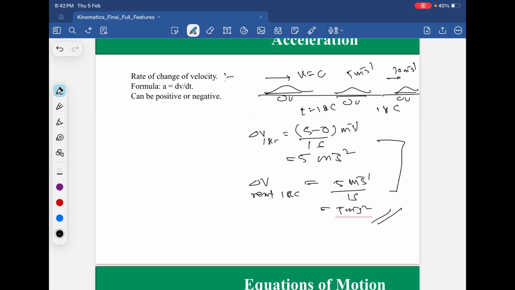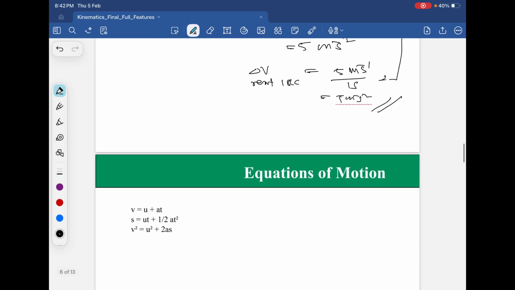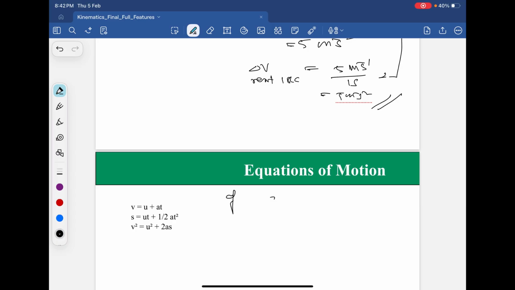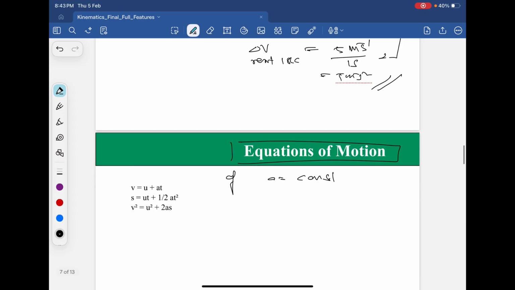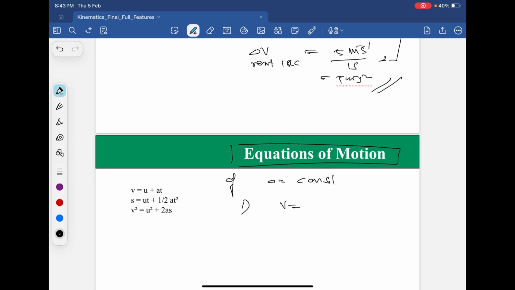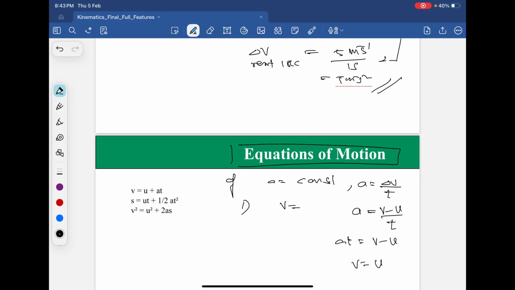In this example, if you observe, the change in velocity in the first interval and in the second interval, if you consider them as a1 and a2, a1 is equal to a2. This is what we call uniformly accelerated motion. So if acceleration is constant, we can make use of the equations of motion. From the basic definition of acceleration, change in velocity by time, this is v minus u by t. So at is equal to v minus u, so v is equal to u plus at. Getting it?